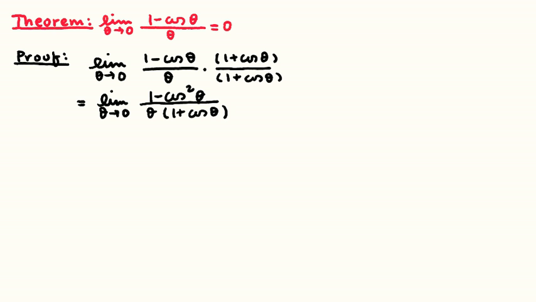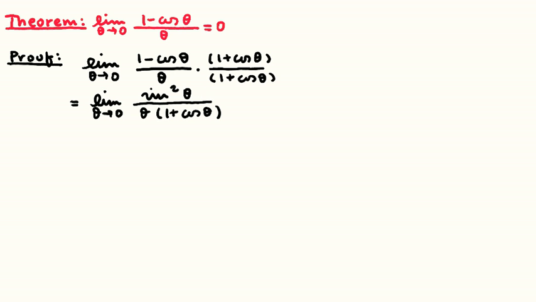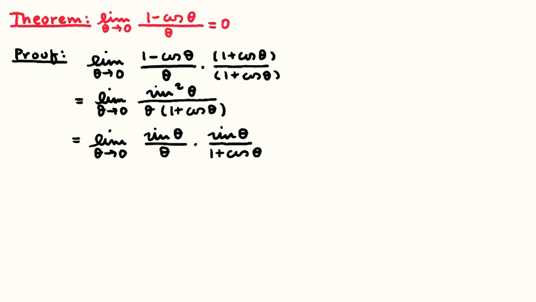Once I FOIL out the numerator and cancel off the like terms, I'm going to end up with 1 minus cosine squared theta, and then in the denominator I'm going to have a theta and a 1 plus cosine theta. Now 1 minus cosine squared theta, if you remember your trig identities, that's sine squared theta. So I'm going to make that substitution. And then I'm going to break up that sine squared theta into 2 powers of sine theta, and break it off into 2 separate fractions. So let me do that. Now I've got 1 power of sine theta going with that theta in the denominator, and the other power of sine theta going with the 1 plus cosine theta in the denominator.